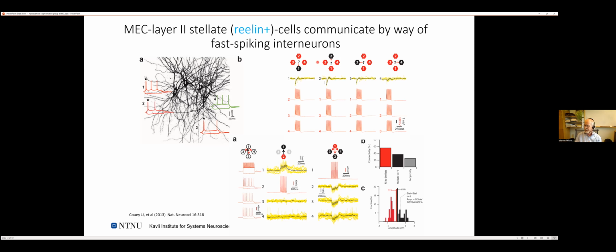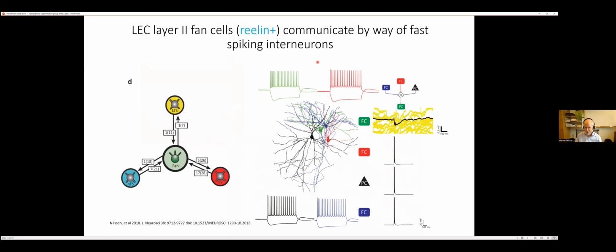So we were very happy and we decided, well, since LEC does not have grid cells, the layer 2 cell network should be different in LEC. So that's the next series of experiments we did.